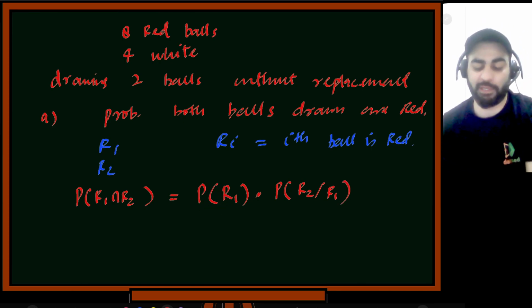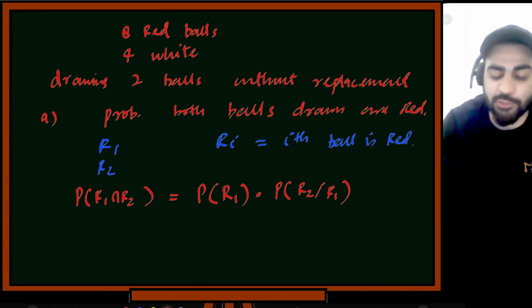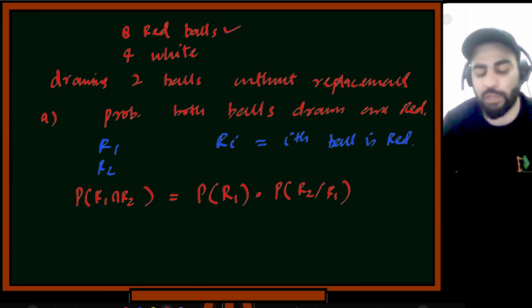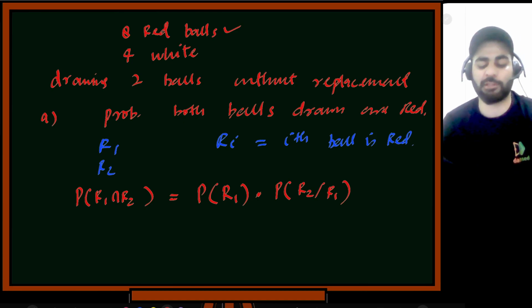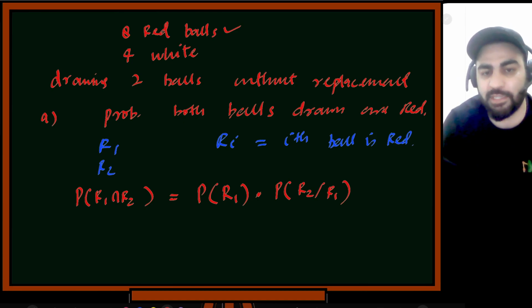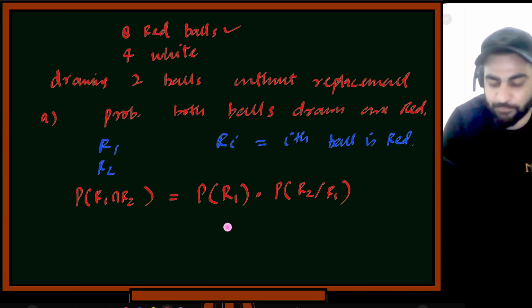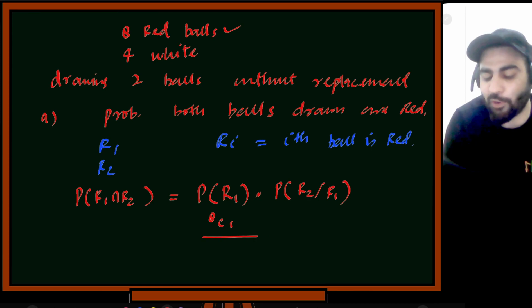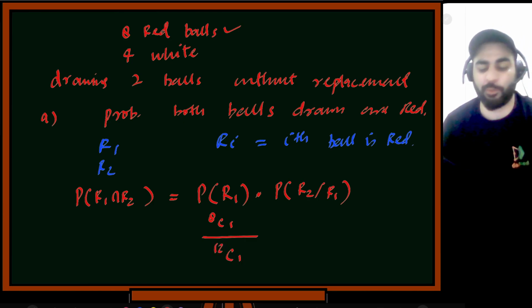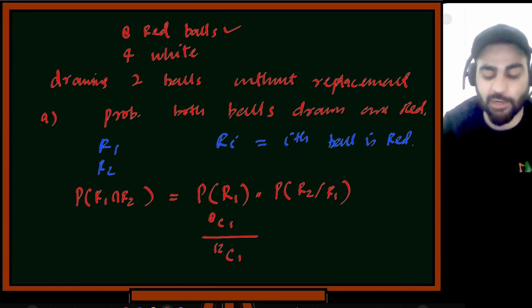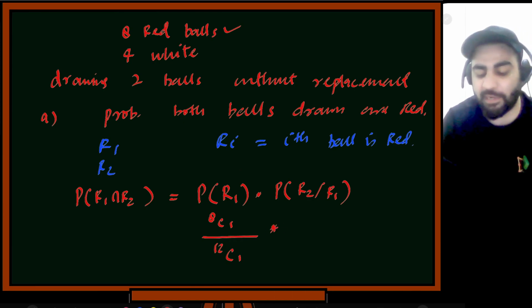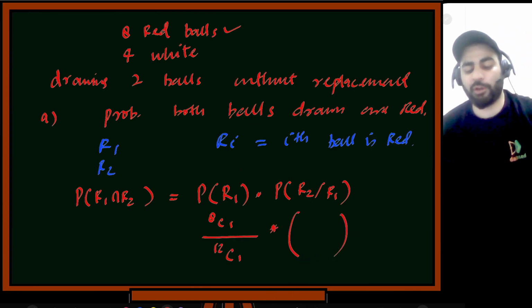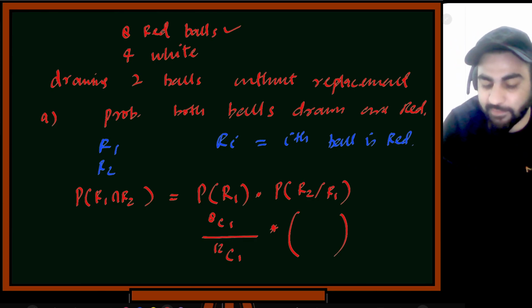Now we'll compute the probability. As these are equally likely, out of 8 red balls we have to take out 1 ball. So how many possibilities are there? 8C1, choosing one out of how many balls? Out of 12, 8 plus 4, so 12C1. This is the first probability. Now this event happened, and without replacement, it's multiplied by the probability of R2 being red. Now we are only left with 7 red balls.